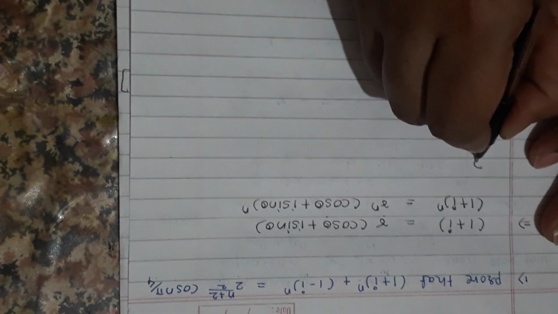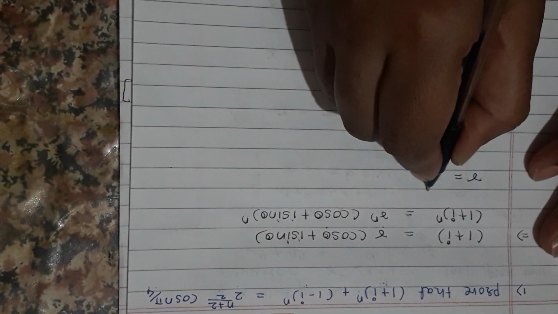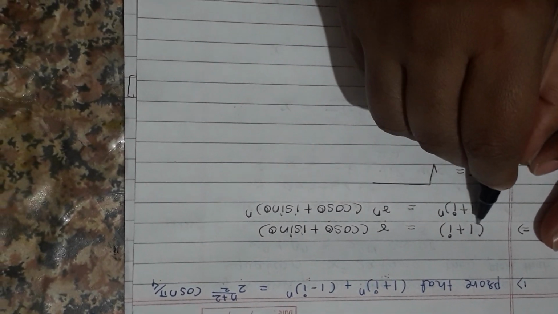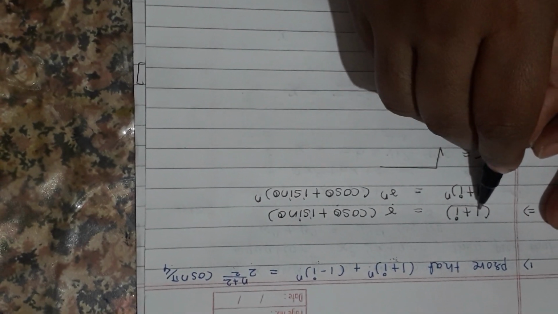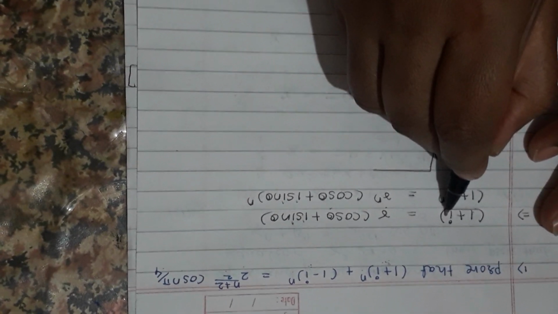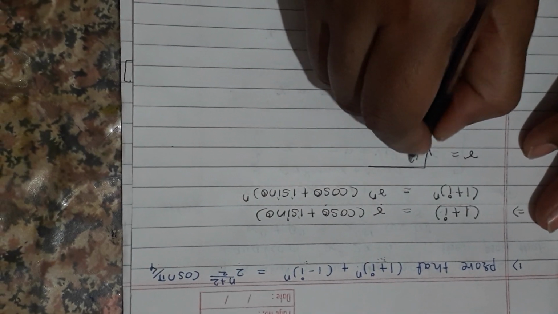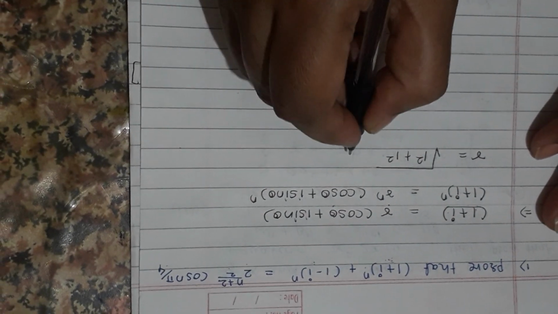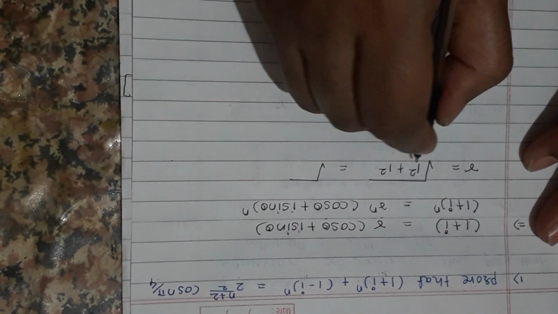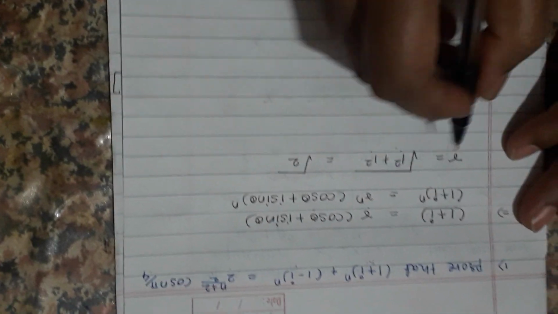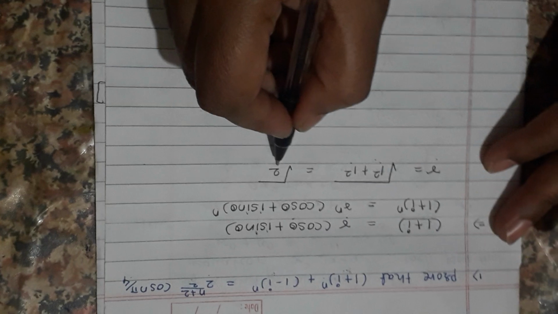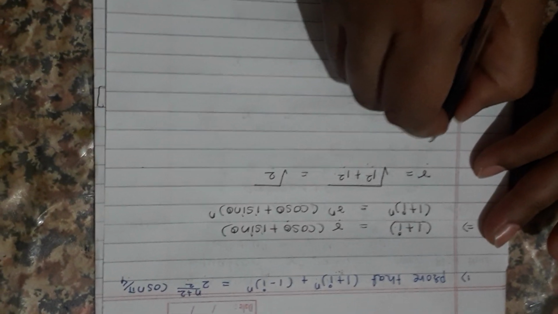As we know, r is equal to the square root of x square plus y square. If you compare the number 1 plus i with x plus iy, then x is equal to 1 and y is equal to 1. So it is 1 square plus 1 square, and we know that 1 square is nothing but 1, and again here is 1, so 1 plus 1 becomes 2. So the value of r is here root 2. Second, we find theta.